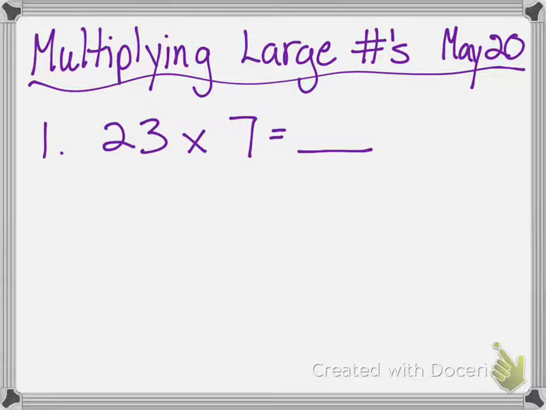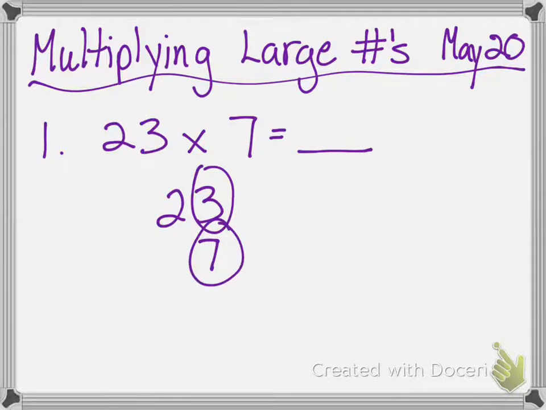Okay, 23 times 7 equals, we're going to figure out what that answer is. And I know that you wrote it down like that, and that's fine, but to figure out the answer to this question, we have to rewrite it. Just like when we're adding big numbers or subtracting, we have to line the numbers up on top of each other. So the same rule goes, the ones column always goes over top of the ones column.